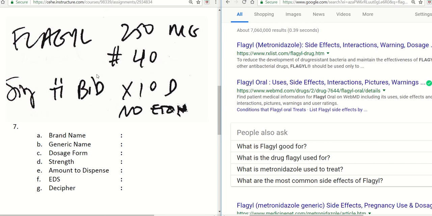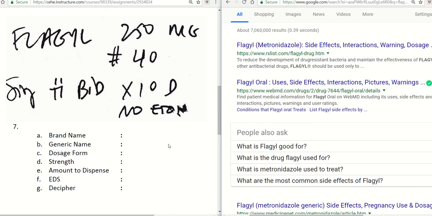And here you got that SIG again, SIG, scribble, scribble. So it's take 2 tablets by mouth twice a day for 10 days. No alcohol. So ETOH is ethyl alcohol, which is the alcohol you drink to get drunk. If you do mix this drug with alcohol, you'll have severe nausea.